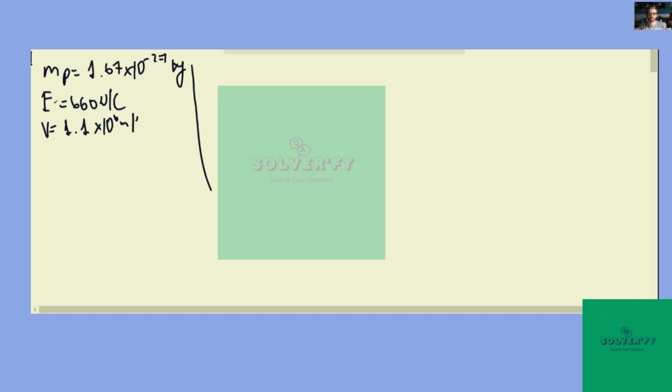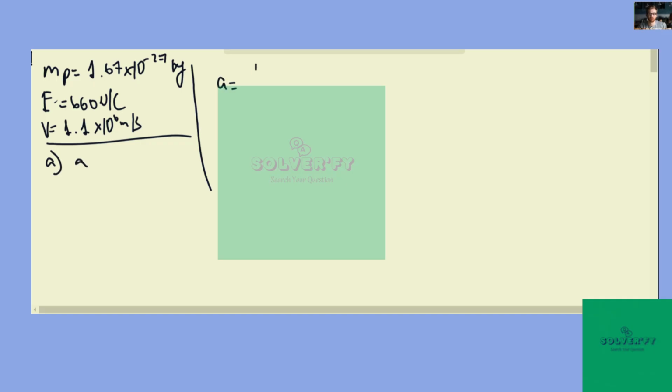A proton with a mass of 1.67 times 10 to the power of negative 27 kilograms is being accelerated by a field of 660 newtons per coulomb. At a certain moment of time, it has a velocity of 1.1 times 10 to the power of 6 meters per second. So first we have to calculate the acceleration of the proton.